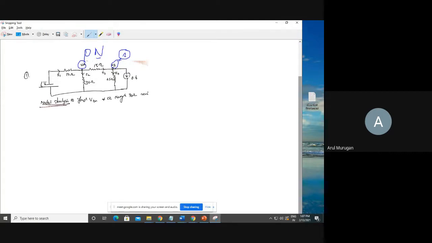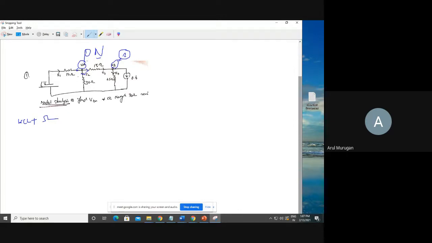So first, write the equation. How are you going to write the equations? You know Kirchhoff's current law plus Ohm's law. At the point VA, point number 1, you will assume the current moves in the outward direction.